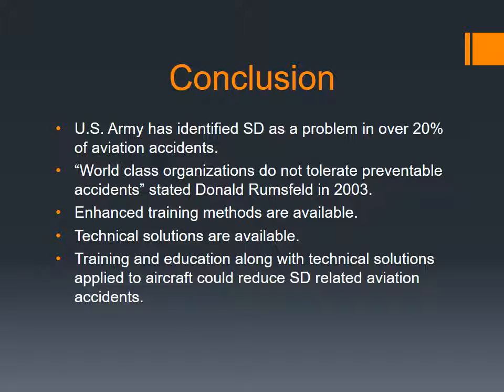Over 20% of U.S. Army aviation accidents have been attributed to spatial disorientation. Even Donald Rumsfeld stated in 2003 that world-class organizations do not tolerate preventable accidents. In this paper, we have shown that enhanced training methods are available using computer-based training and spatial disorientation specific simulators, and we've also shown that technical solutions are available, including enhanced ground proximity warning system and multifunction LADAR. Training and education along with technical solutions applied to aircraft could reduce spatial disorientation related aviation accidents.